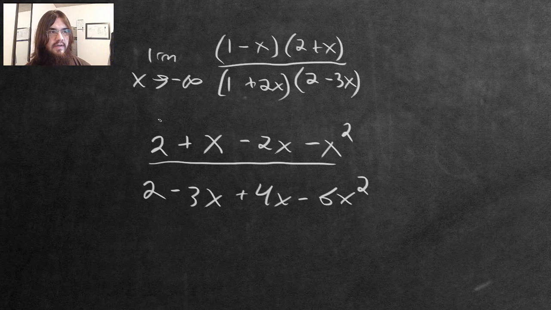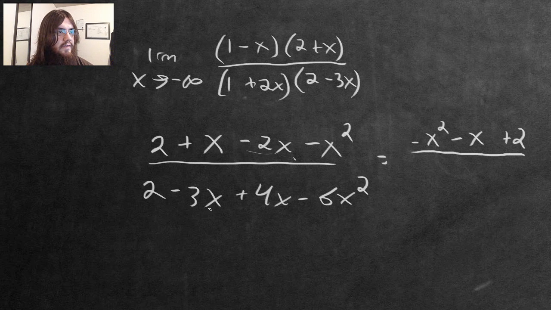Now simplifying this by combining like terms, we're going to have a negative x squared out here first off. That will give me a negative x and then positive 2. This one here, we'll have just a positive x there, so negative 6x squared. Then we have positive x, and then positive 2.